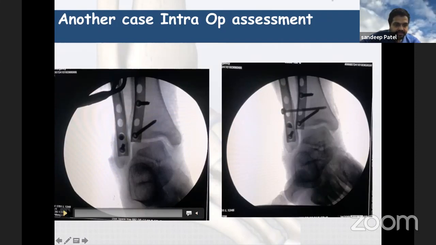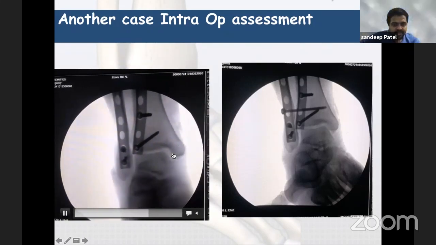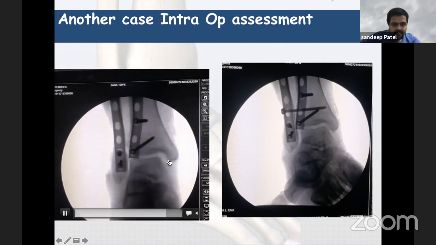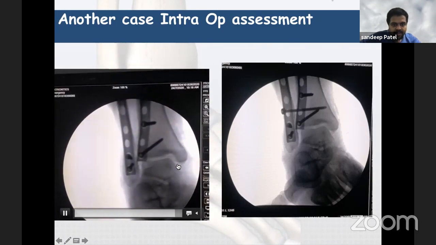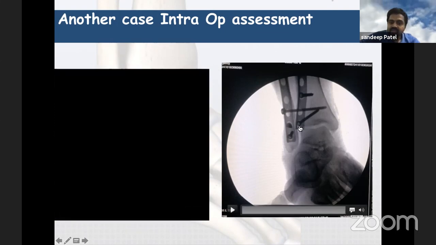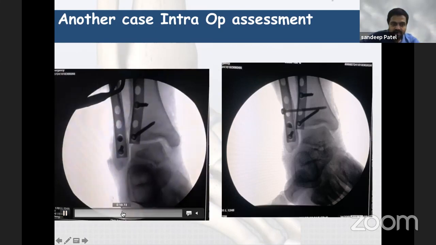And then when we're doing an external rotation test, you can see the opening of the syndesmosis here and the opening over here. So there is a syndesmotic instability in this case. So in the next stage, we put in a syndesmotic screw. So this was before putting the syndesmotic screw.